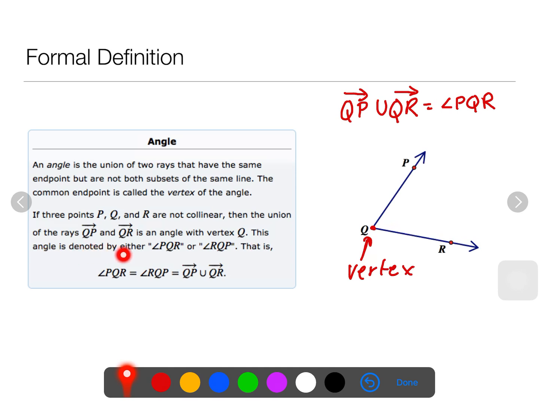This angle is denoted by either PQR or RQP. Notice in each of these cases, the vertex is listed in the middle. Those both represent the same angle. So angle PQR, angle RQP, is equal to the union of ray QP and ray QR.